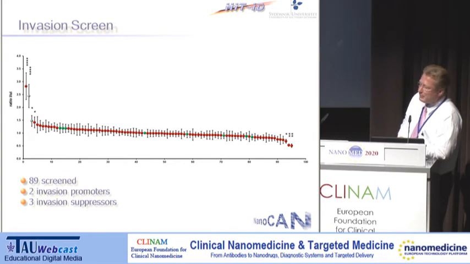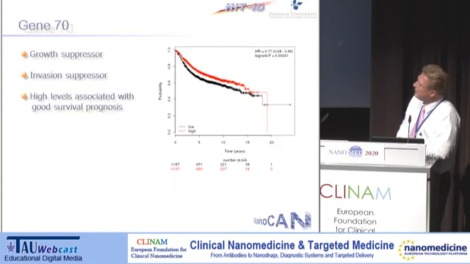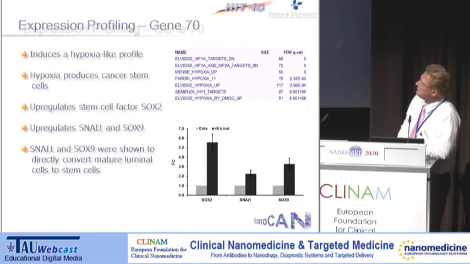So I would like to pick up one particular example, because that created a very interesting scenario with regard to cancer stem cells. This is a gene which we identified as a growth suppressor by our systematic assays and as an invasion suppressor, and where high levels are associated with a good survival prognosis in breast cancer patients. So from this you would say this is a pretty good candidate for a tumor suppressor. Now, of course, next we were interested in the mechanisms the gene would be involved in and the effects that it would elicit in cells at the molecular level.